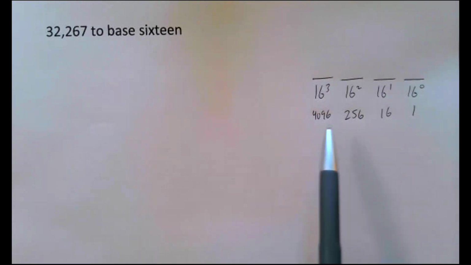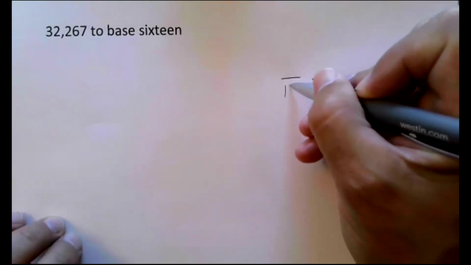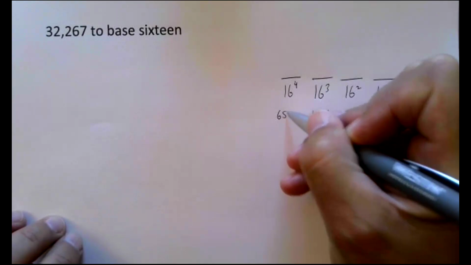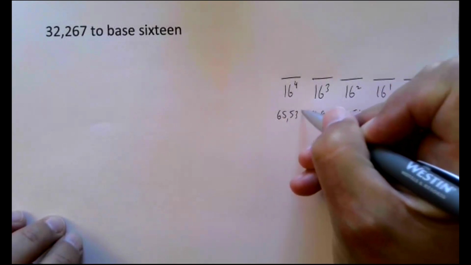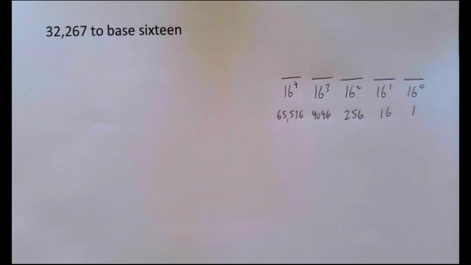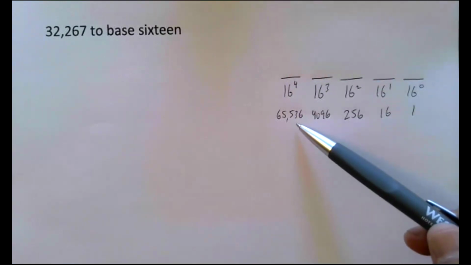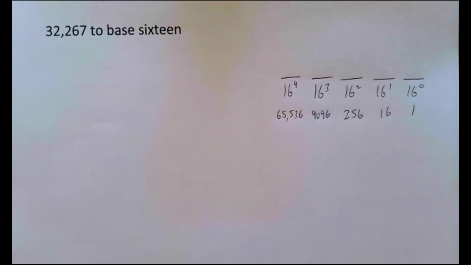Now 4,096 is already pretty big, but it's not that big. So I'm going to keep trying. I want to keep going until I hit something bigger than the number I'm dealing with. Now I just did 65,536. Okay, so I'm not going to need this place value because 65,536 is bigger than the number we're dealing with, but I do need these other place values.